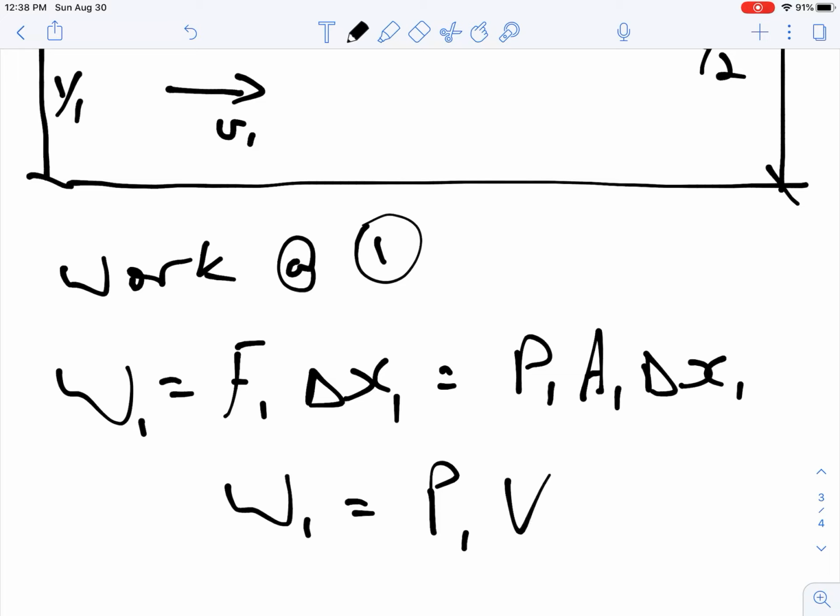Now the volume, I'm not going to label it as section 1 or section 2 because we just learned that the volume is going to be conserved. So the amount of work is just going to be the pressure times my volume.